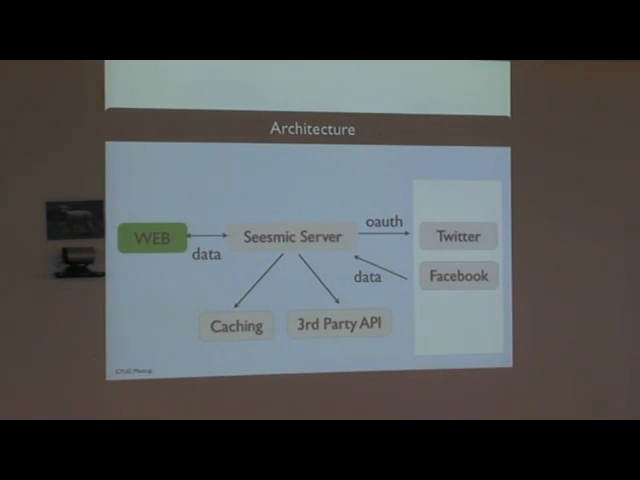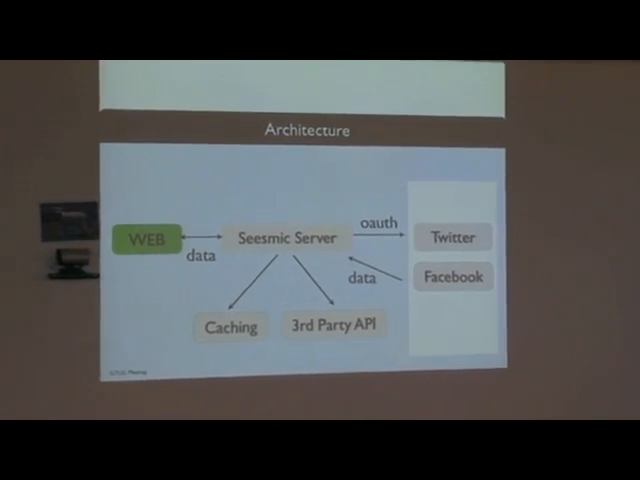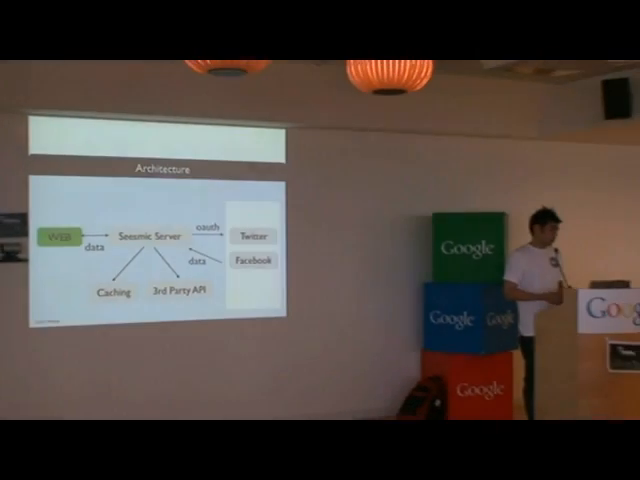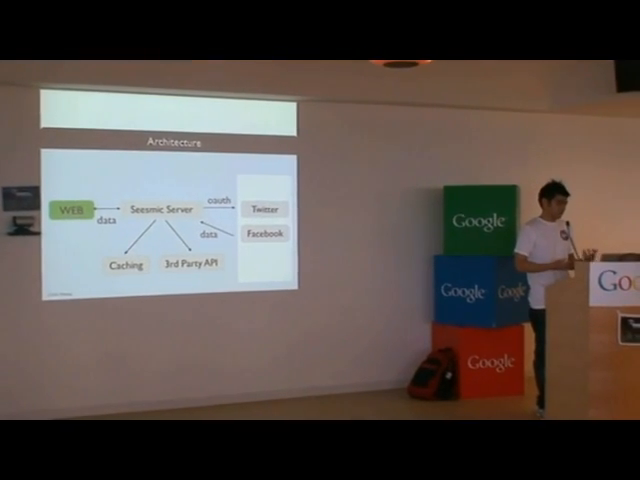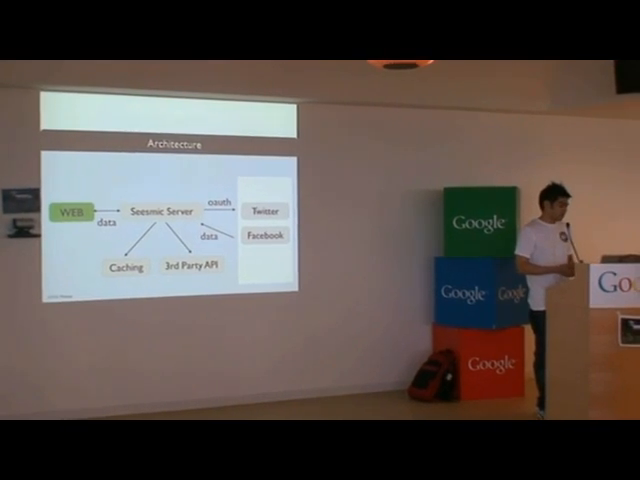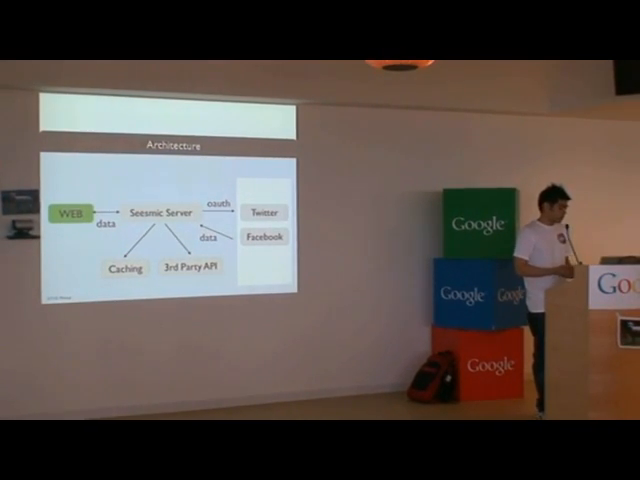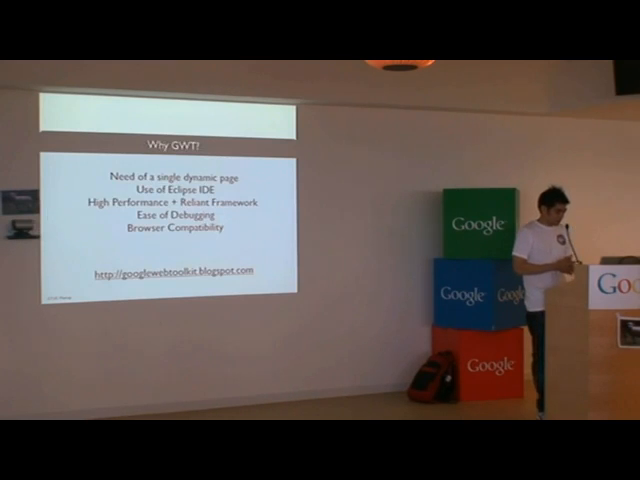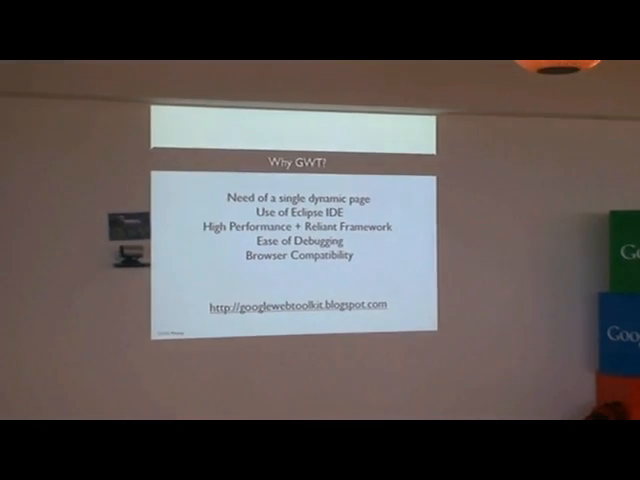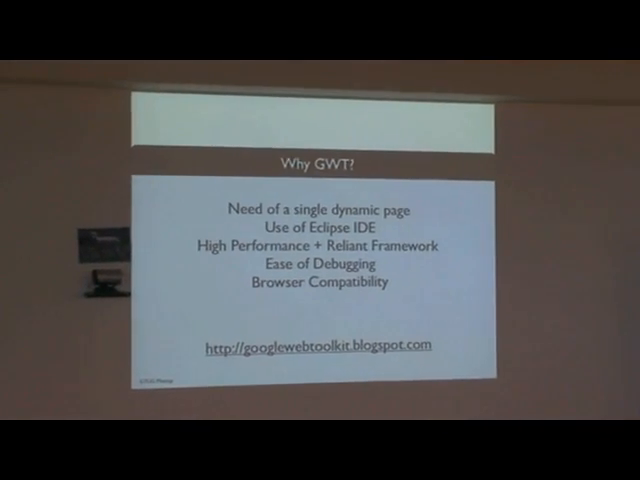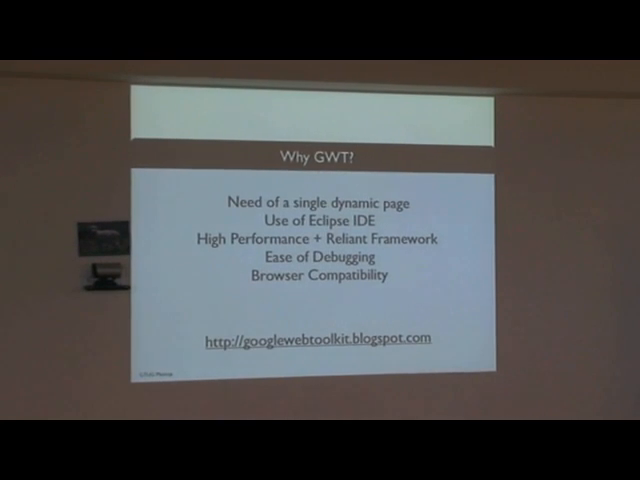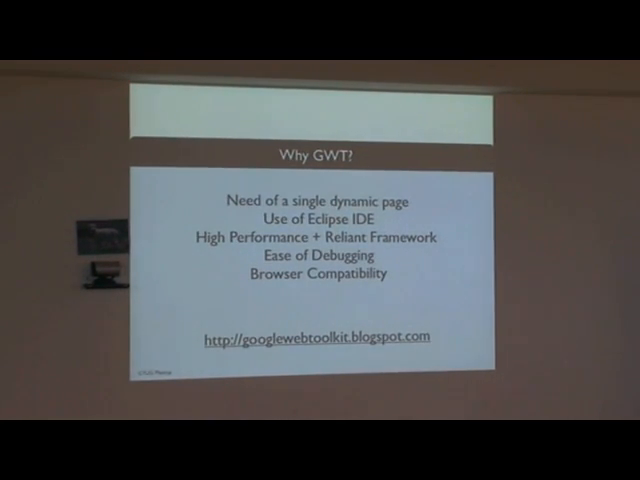Alright, so you may ask a question: for the web, there are a lot of choices that we can choose from, like JavaScript, HTML, using just jQuery, or just using Flex or Adobe Flex or other RIA technology. So why do we use GWT? Well, because first of all, we need a single dynamic page. We don't want users to click from page to page. We want a single page whereby the user can handle and see all their data.